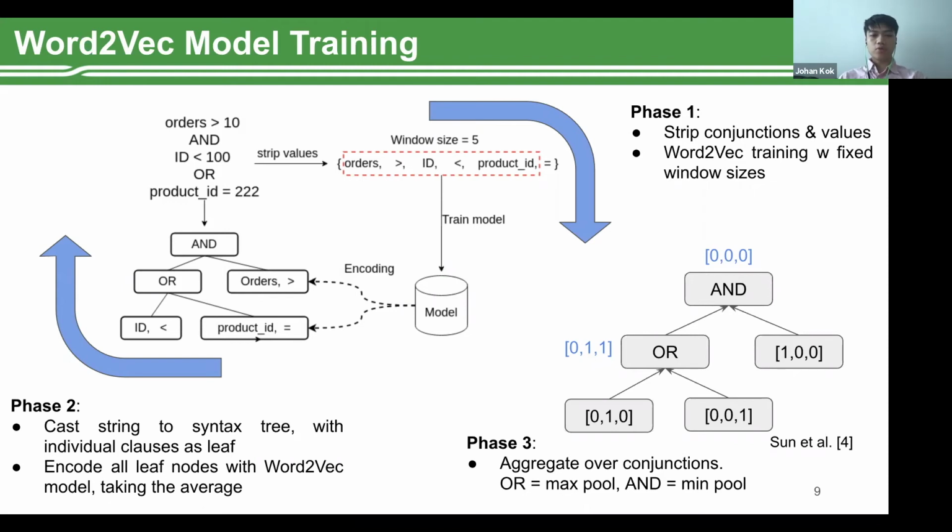After training the model, we cast the predicate as a syntax tree. The leaves of that tree contain the individual clauses, and the nodes contain the conjunctions. We use our model to encode all leaf nodes by taking the mean of all tokens in the leaf. We resolve conjunctions by using min-max pooling for the AND and OR nodes respectively. By using this approach, we are able to define a fixed token embedding length and learn predicate representations within a reasonable span of time.